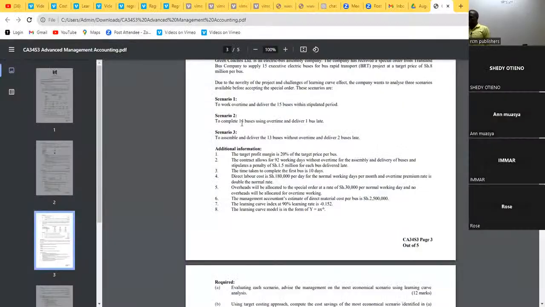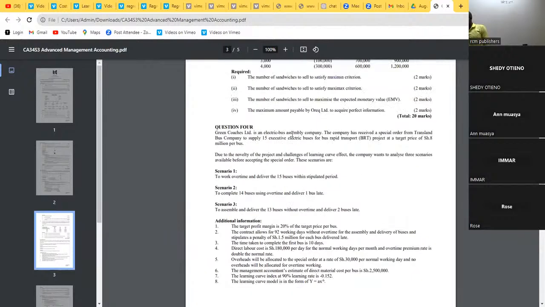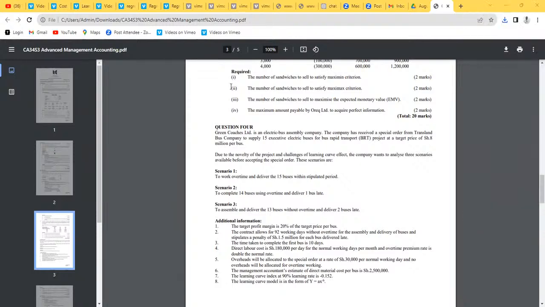So we are being told that Green Coaches Limited is an electric bus assembly company. The company has received a special order from Transland Bus Company to supply 15 executive electric buses for the bus rapid transport project at a target price of shillings 8 million per bus. A target price, that is the selling price.